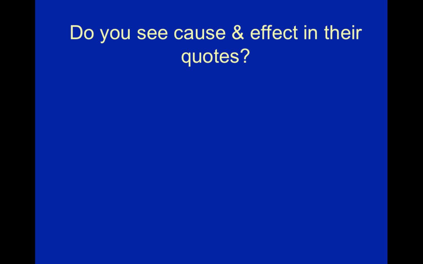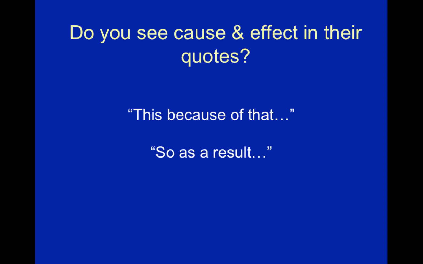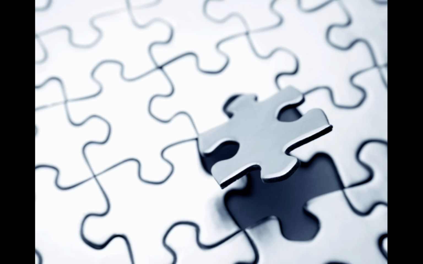All right, so the key question is, do you see cause and effect in their quotes? That's what we're looking for. This because of that. So, as a result, or which leads to, right? Looking for that always. And remember, we've got all these puzzle pieces, and our job as researchers is to come up with the open codes, right? Come up with those concepts, those themes that we see in the data, and then look, are there cause and effect relationships between them? Sometimes there is, sometimes there isn't. If it's there, if it's in the data, we want to portray it that way.